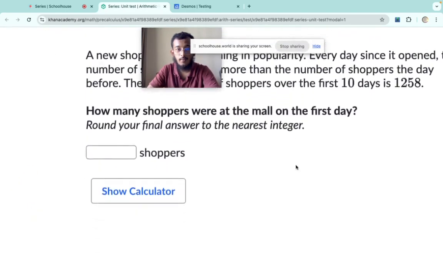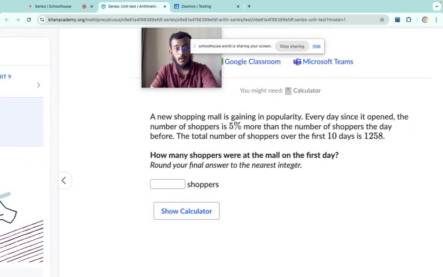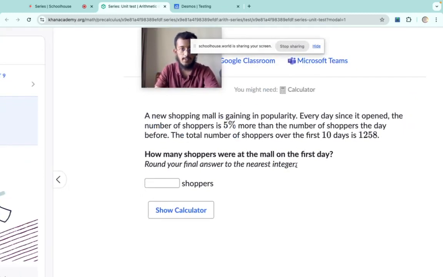So in this question, they are asking: a new shopping mall is gaining in popularity every day since it opened. The number of shoppers is 5% more than the number of shoppers the day before. It is increasing 5% every day. The total number of shoppers over the first 10 days is 1258. How many shoppers were at the mall on the first day?